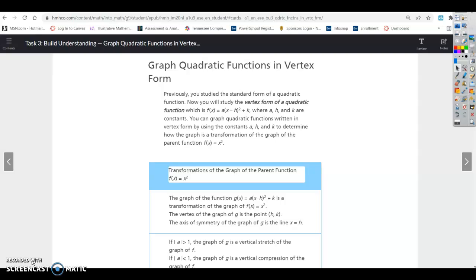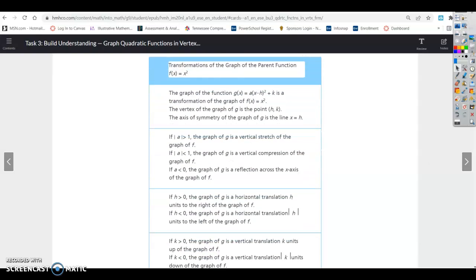You can graph quadratic functions written in vertex form by using the constants a, h, and k to determine how the graph is a transformation of the graph of the parent function f of x equals x squared. All right, so here's a lot of information about transformations. This is all really good information to have in your notes. So it's probably a good idea to pause the video and read through some of these points because these are all important points that you need to know.